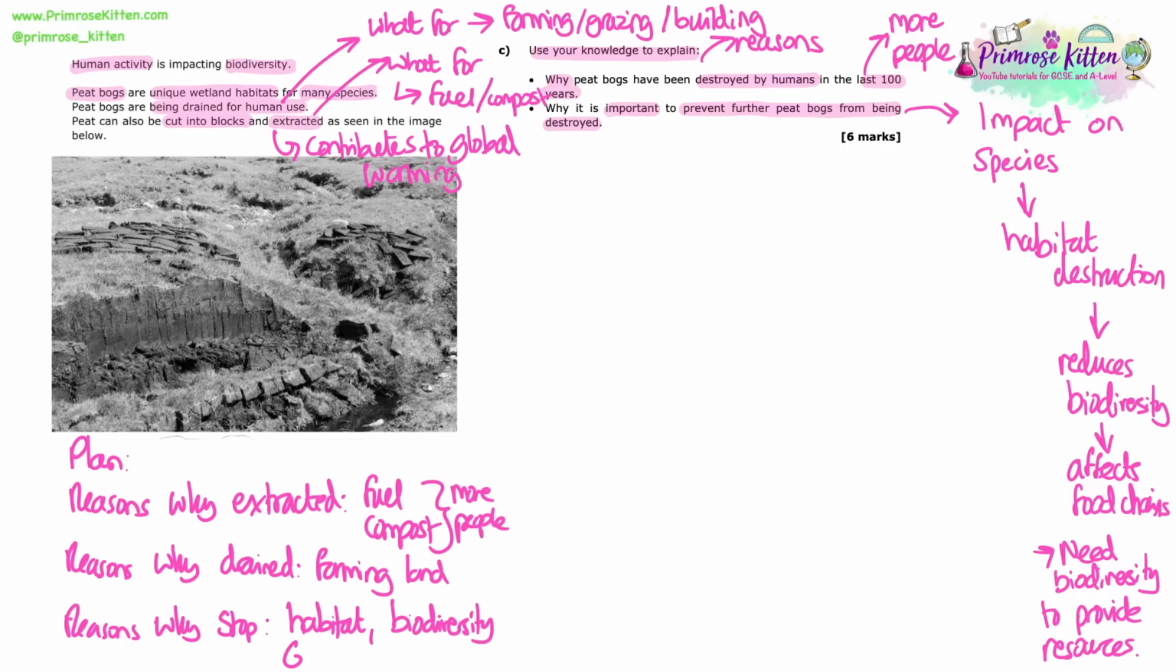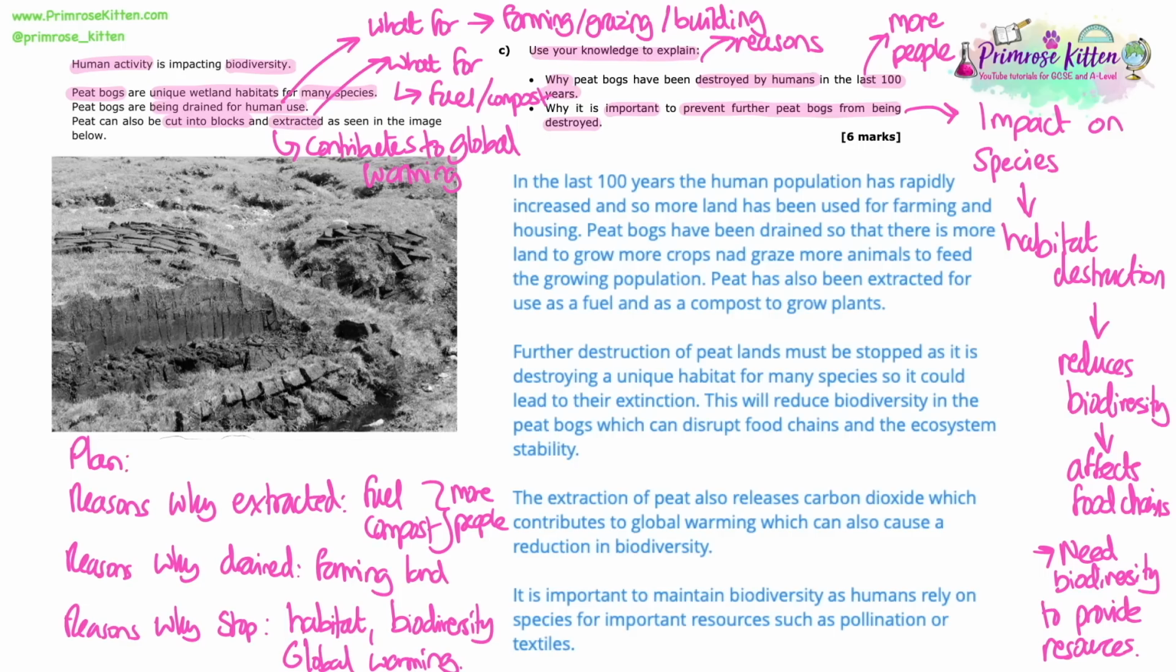And then the reasons why to stop, we're going to talk about the fact that it's a destruction of habitat, we're going to talk about the impact on biodiversity, and we're going to mention the impact on global warming. So that's my mini plan. This is exactly what I would do if I was in the exam before I wrote it, because it's a lot to write.